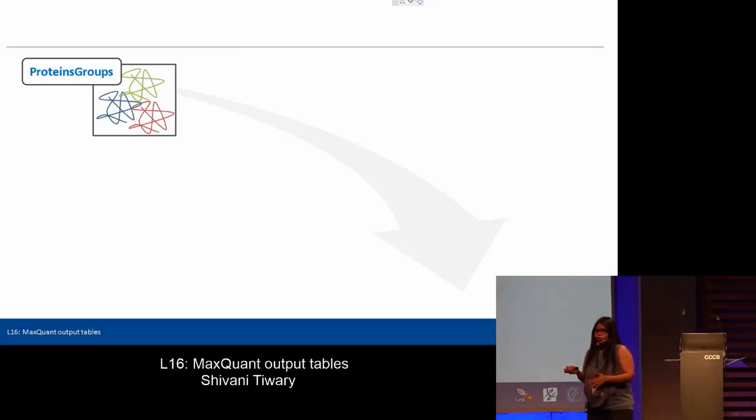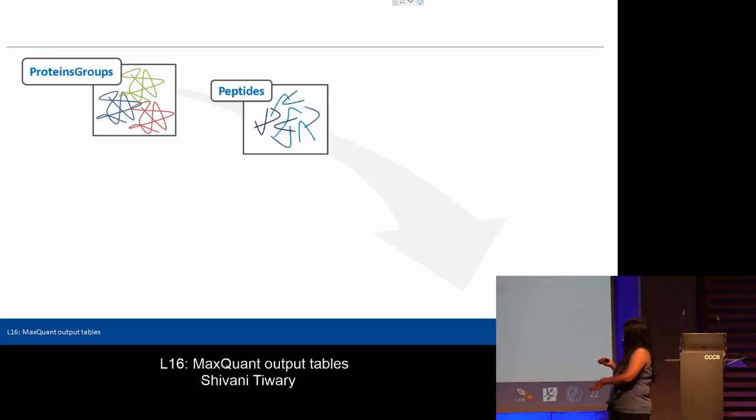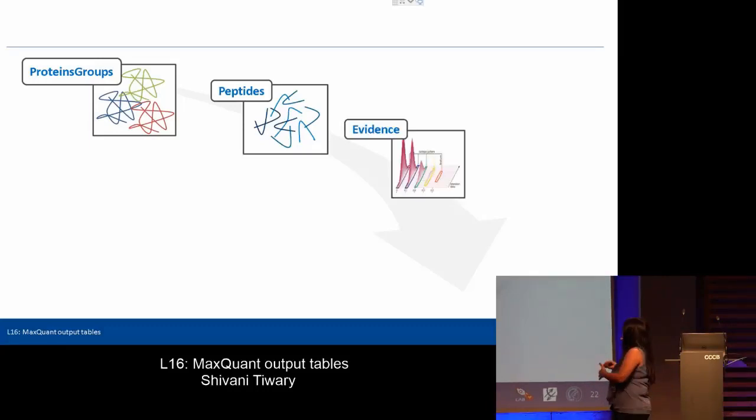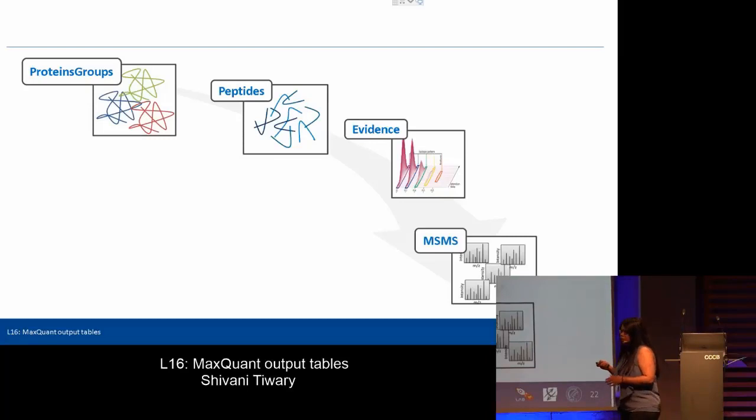So this is a good point to make sure we are all on the same page. Protein groups come from the identified peptides. So each group has many identified peptides, and these identified peptides have many evidences. And these evidences have information from MSMS scans. So this is a cascade of levels, and this information is reflected in the MaxQuant output tables. Each table is also linked to the others, and you have information about each level in the MaxQuant output tables.